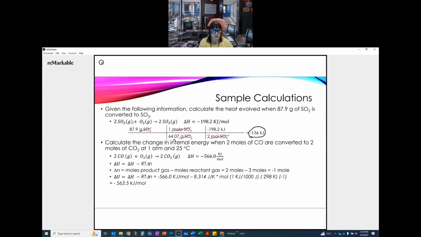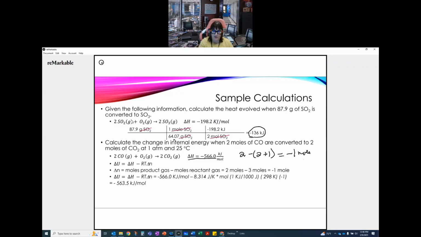All right. Now, if I wanted to calculate the change in internal energy when 2 moles of CO are converted to 2 moles of CO2 at 1 atmosphere at 25 degrees, we'd be talking about 2 CO gas plus O2 gas goes to 2 CO2 gas. That has a delta H that's been calculated, we'll figure out how to calculate it later, of negative 566.0 kilojoules per mole. If I want to look at the potential energy, that's this delta U. That's equal to the delta H, which is this value right here, minus RT times delta N. Now remember, delta N is products minus reactants. So I have 2 product moles minus 2 reactant moles on the CO plus 1 reactant mole on the O2. That gives me a net of negative 1 moles. We've gone down from 3 to 2, so that's negative 1.